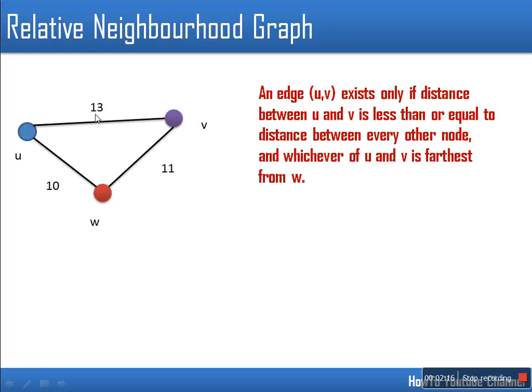In order to check the existence of this edge, this 13 will be compared with this one because this is the maximum of these two. So if 13 is less than 11, and this is not the case, in that case this edge will be removed because it is not following this property. If instead of 13, let's assume this is 10, in that case this edge will exist.